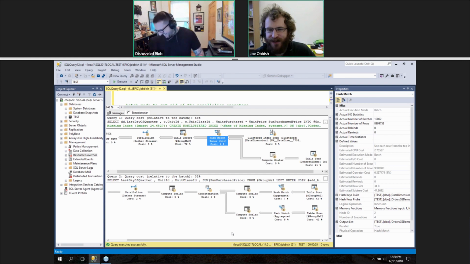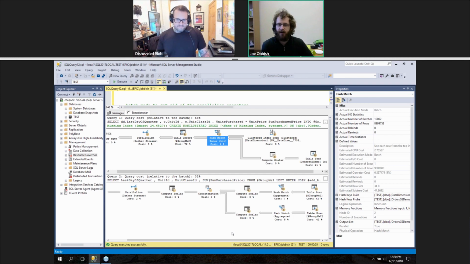Sometimes it just runs faster. Now batch mode is especially suited for aggregates and for hash joins and for parallel queries. So this is a very similar plan to before. It's just that everything runs in batch mode pretty much. We've gotten rid of those repartition stream operators, and things on the whole are just more efficient.